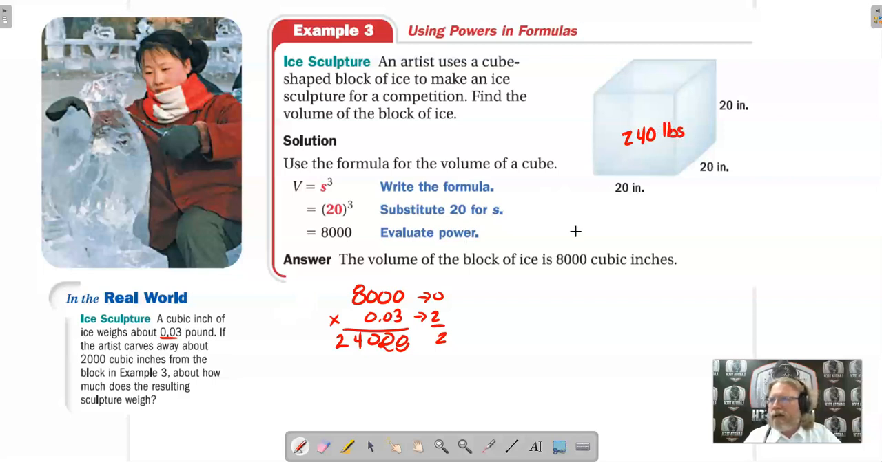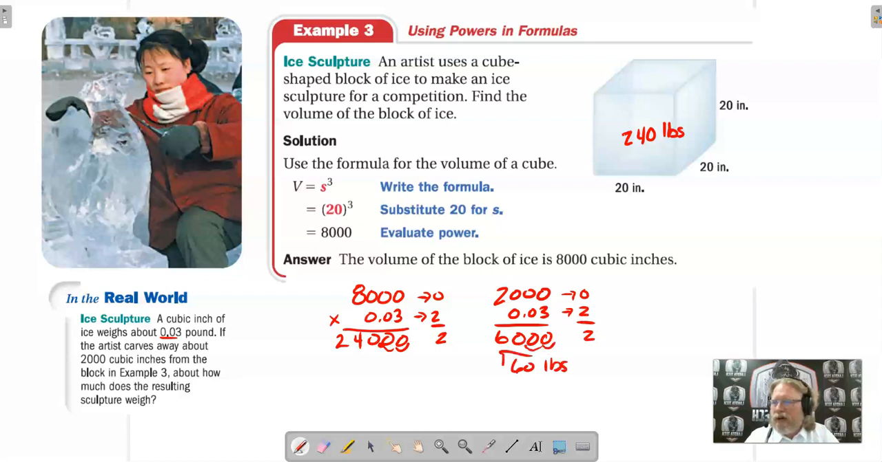LBS for pounds. Now she carved away 2,000 cubic inches, so we need to find out what that weighs, because when she carves away, it's taking away from the original weight of 240 pounds. And we're going to multiply that by 0.03. Again, 0, 0, 0. And then 3 times 2 is 6. We have 0 decimal places, 2 decimal places. 0 plus 2 is 2. So I'll move that over 2 places, and we end up with 60 pounds.